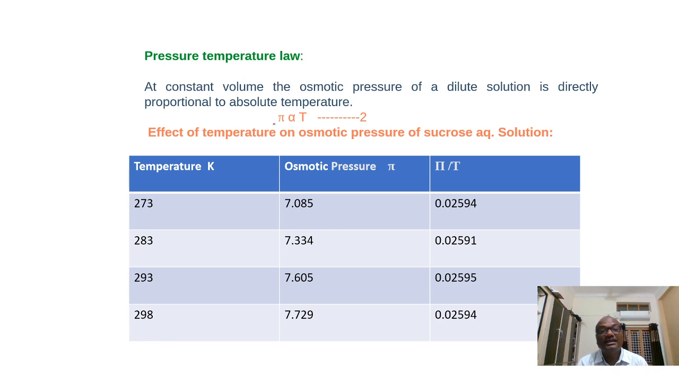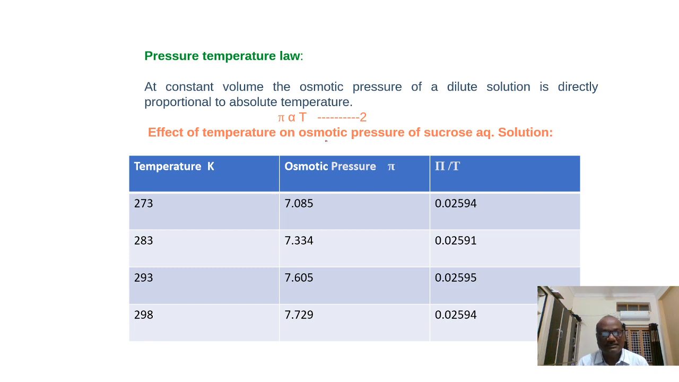So pi is directly proportional to capital T. What is pi? Osmotic pressure. T is absolute temperature. As the temperature increases, osmotic pressure increases. As temperature increases, pressure increases at constant volume; that we see in the case of gases. Here, as the temperature increases, the osmotic pressure of a dilute solution also increases. So pi is directly proportional to T. This is equation number 2. This represents the Charles Van 't Hoff law or pressure temperature law.